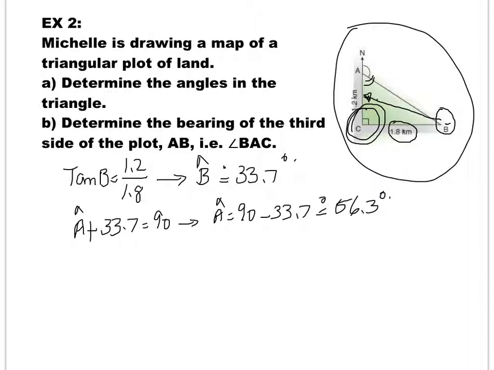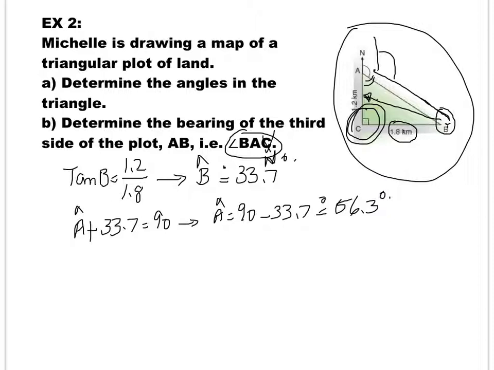Now, part B says determine the bearing of the third side of the plot AB, i.e. angle BAC. Just to remind you, the way that you read the angles, it says BAC. You start from B, you go up, and then it says A, and then it says, oh, there is a mistake here. This angle is BAN. So you start from B, you go up to A, and then you go toward N.